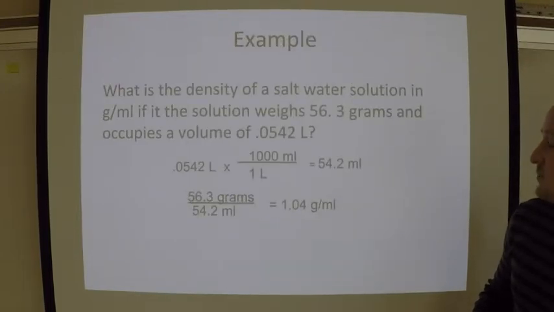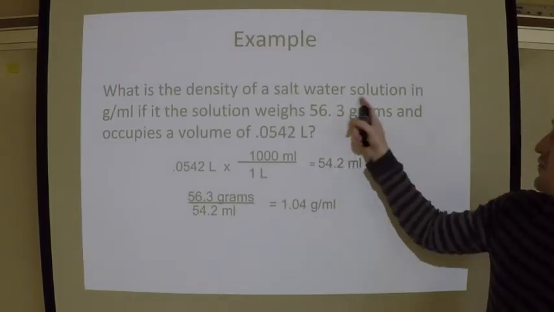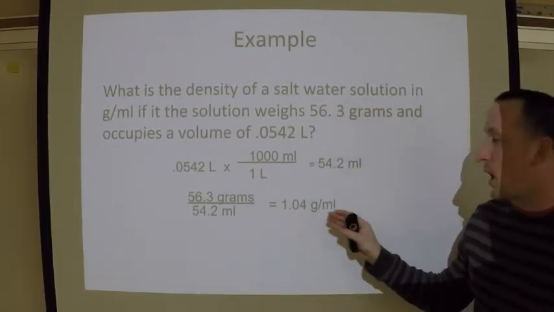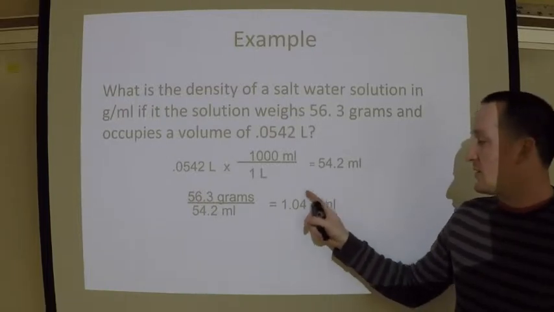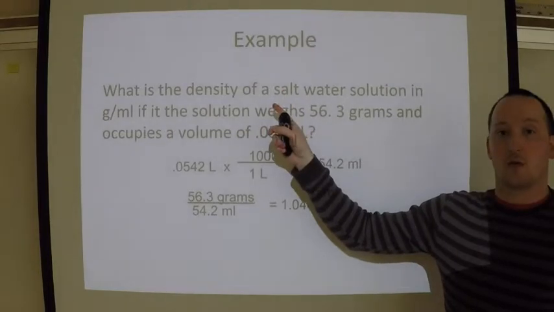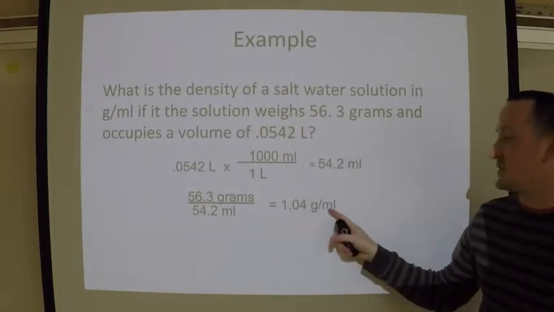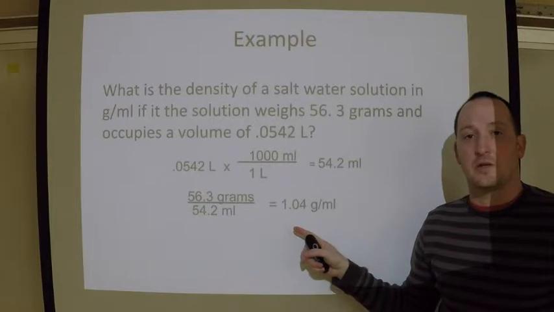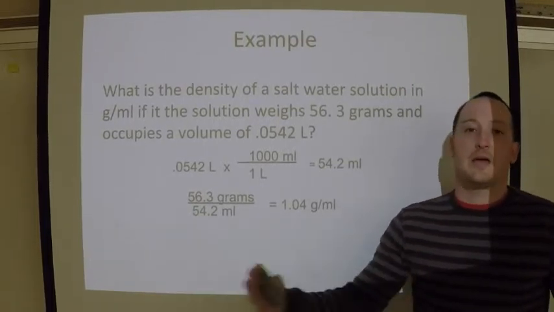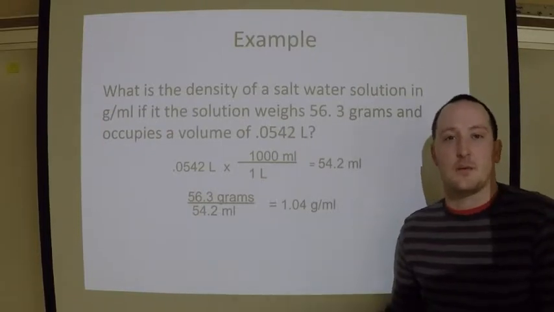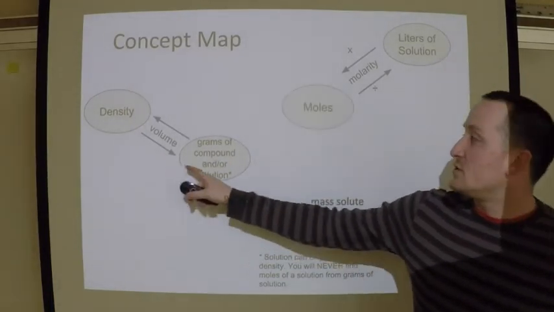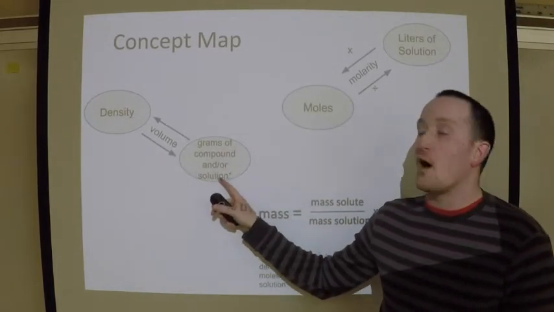When we did our density, we found that the density of this saltwater solution was 1.04 grams per milliliter. But I cannot use this 1.04 grams per milliliter to find grams of my salt. That's because this 1.04 gram per milliliter density isn't just salt. It has water in it as well. So I can't use that to find moles. That's what I mean by that statement. But I can use it to find grams of my solution.